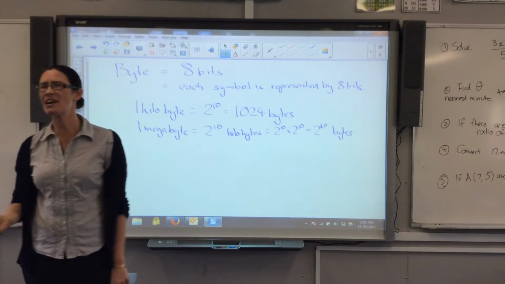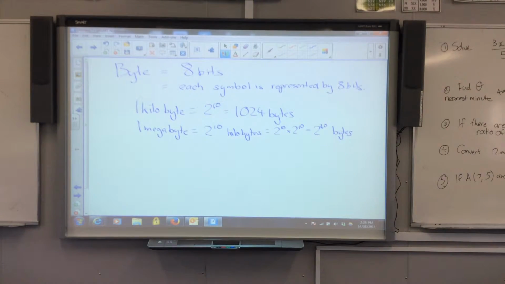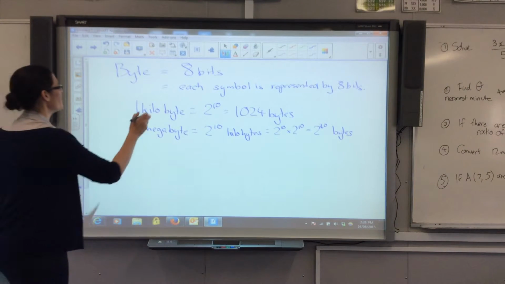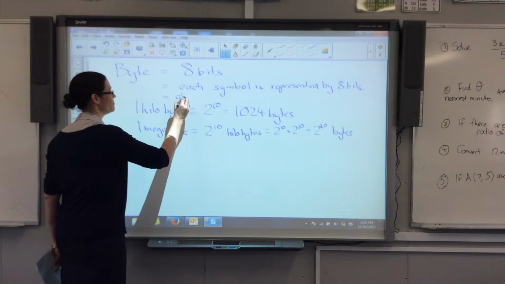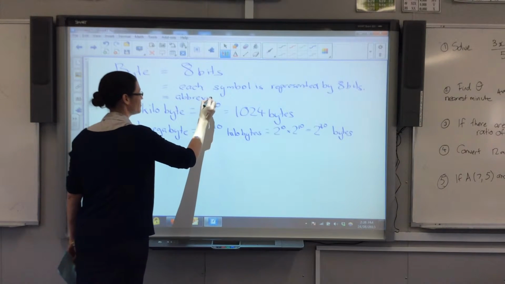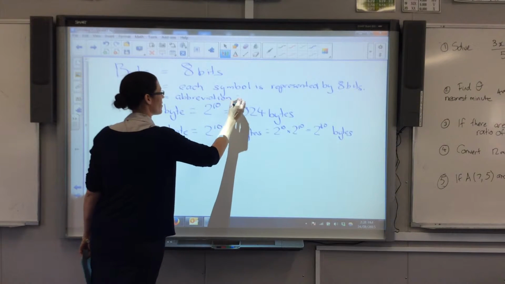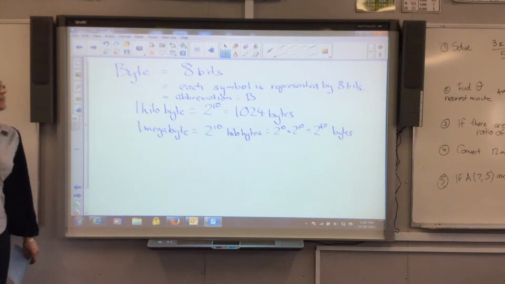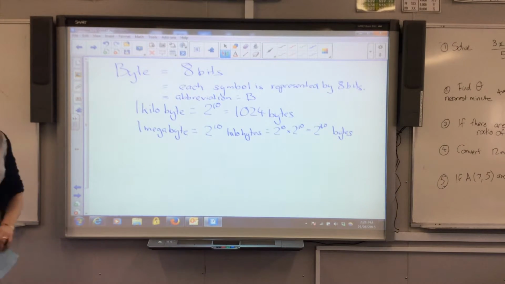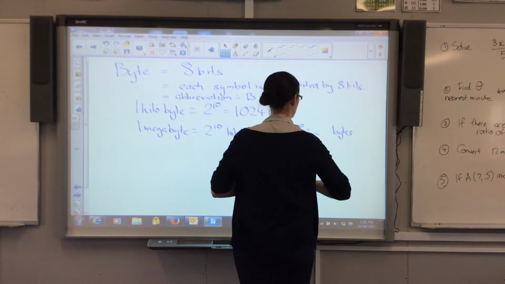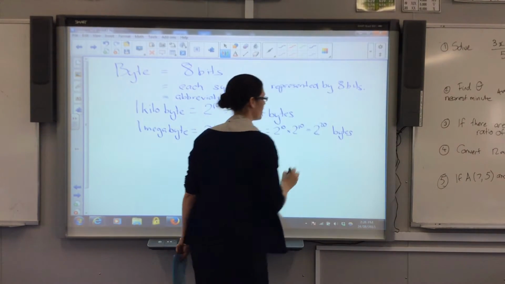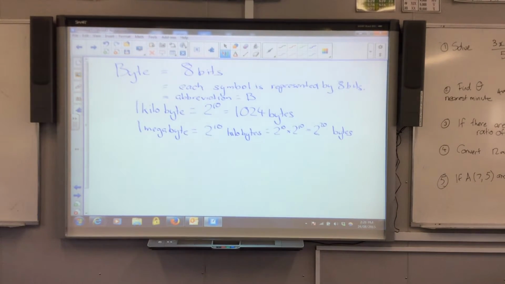Now I'm getting a bit sick of writing bytes, so I need an abbreviation. What do you think the abbreviation for bytes is? Capital B. Okay, so the abbreviation is capital B. 2 to the power of 20 bytes, or 1,024 kilobytes. What came after mega?